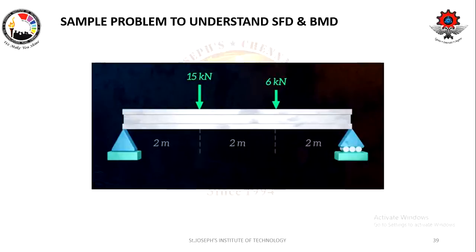You can see here we have a beam which is simply supported on either end, having two point loads, 15 kilonewton and 6 kilonewton. The 15 kilonewton is placed at a distance of 2 meters from the left support, and the 6 kilonewton is placed at a distance of 2 meters from the right support. These two loads are separated by a distance of 2 meters, so the total length of the beam is 6 meters. This is the sample problem we have taken to understand how to draw the shear force and bending moment diagram.